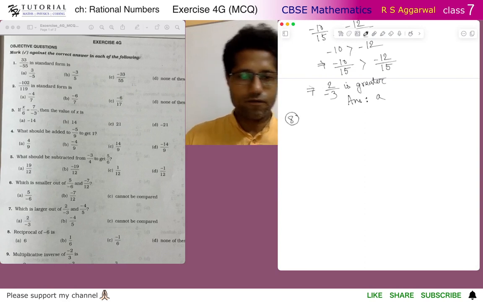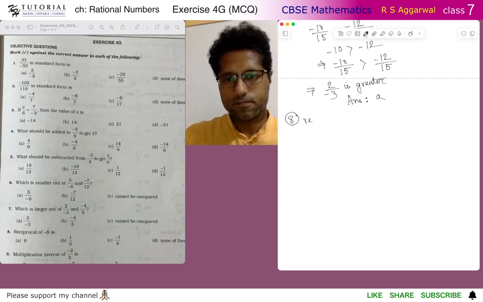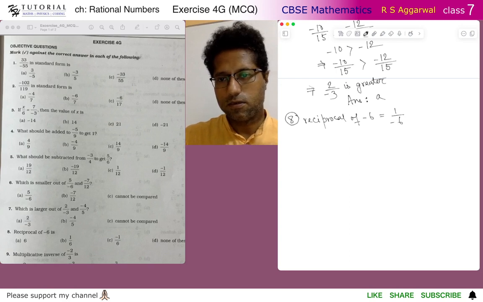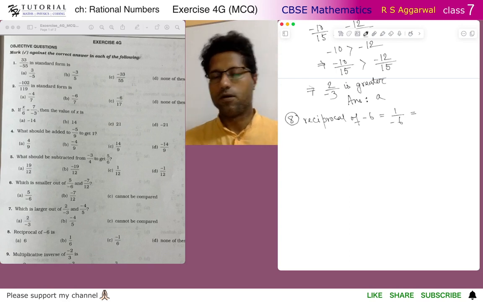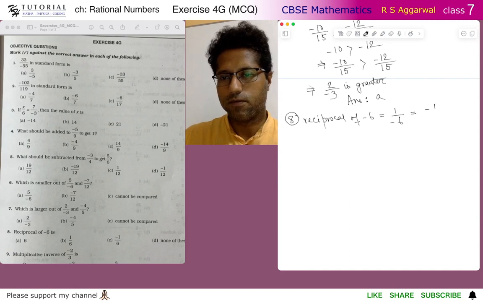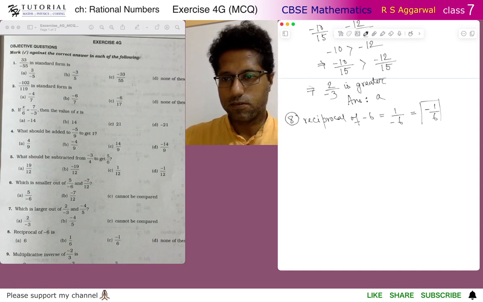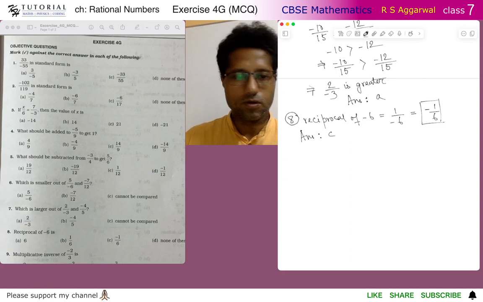It says reciprocal of minus 6. Okay, so reciprocal of minus 6 equals 1 by minus 6. Now it has a negative denominator. We have to convert it to have a positive denominator. So this will become minus 1 by 6. So minus 1 by 6 is the reciprocal of minus 6. So the answer is choice C.